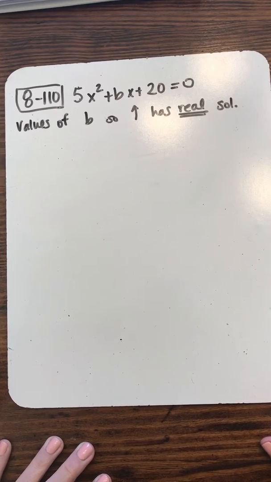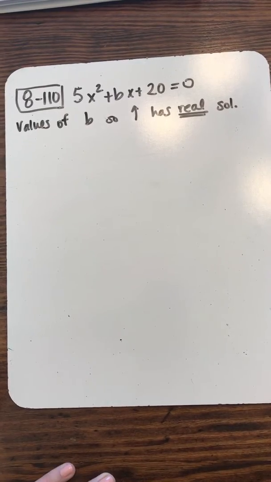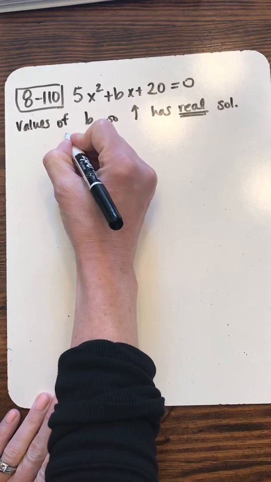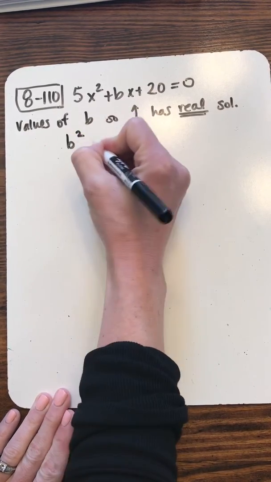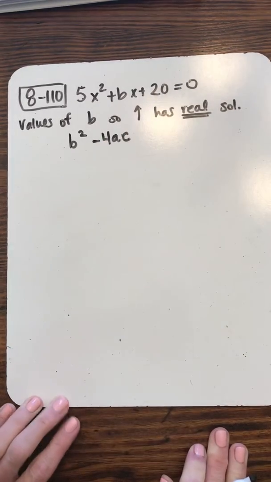The question says, you're given the equation 5x squared plus bx plus 20 equals 0. For which values of b does this equation have real solutions? So this is dealing with the discriminant, and if we look at our notes, we know the discriminant is b squared minus 4ac, or the value under the square root in the quadratic formula.